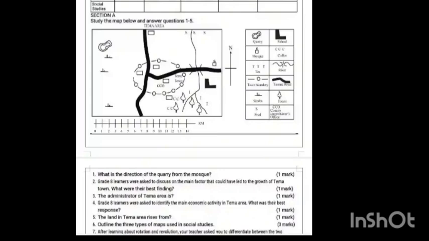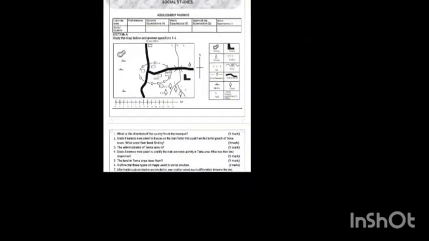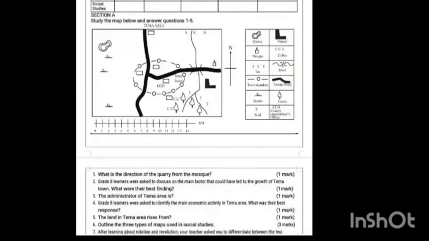So we have the instruction for section A, which is: study the map below and answer questions 1 to 5. The map is for TEMA area, and we can see it has all elements of a good map. For example, it has the title, which is TEMA area. It has a frame which has enclosed the area. It has a compass direction to give us the orientation of the map.